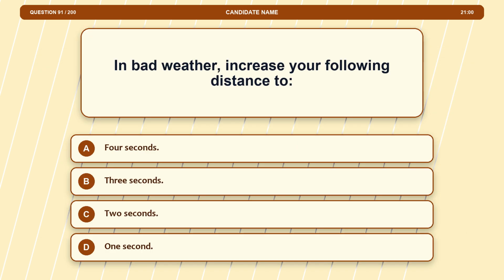Question 91. In bad weather, increase your following distance to Option A, 4 seconds. Option B, 3 seconds. Option C, 2 seconds. Option D, 1 second.